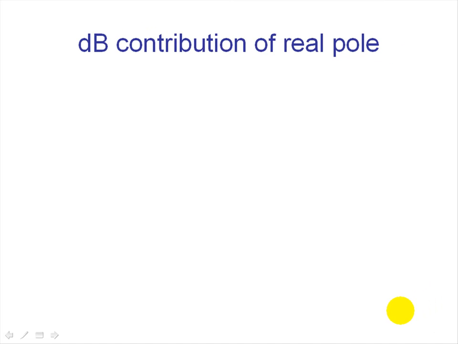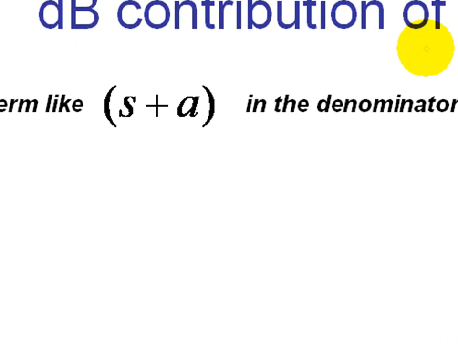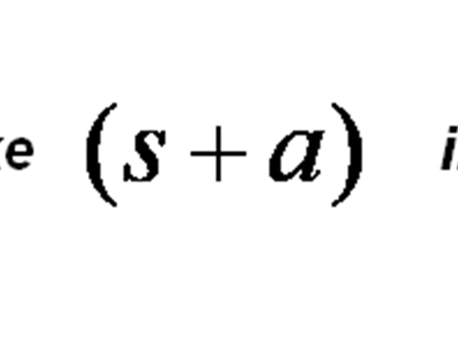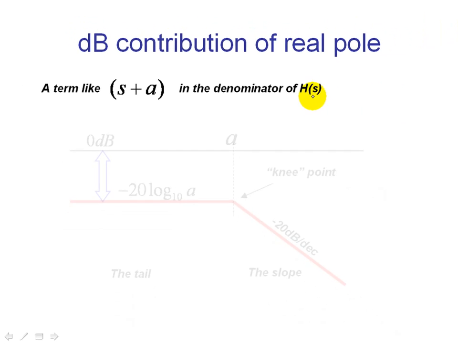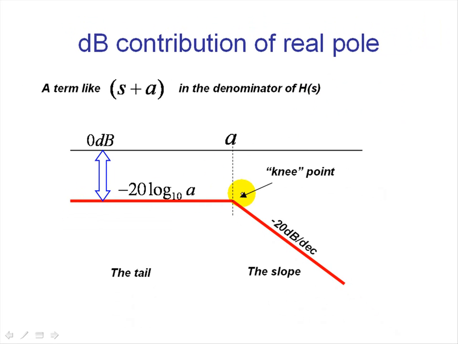We start this tutorial with a quick review. A simple pole, a term like this one in the denominator of the transfer function, has a contribution to the amplitude plot like this, with a tail of -20 log a, up to the frequency a radians per second, where the contribution takes a dive with a rate of -20 decibels per decade, the slope.